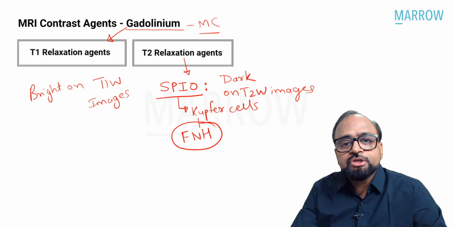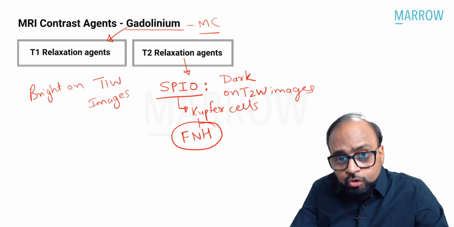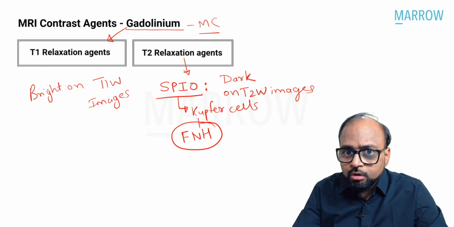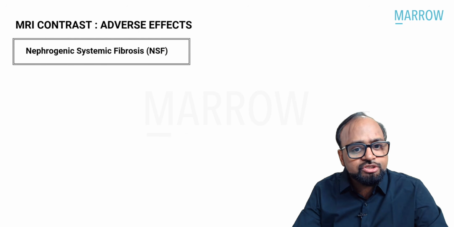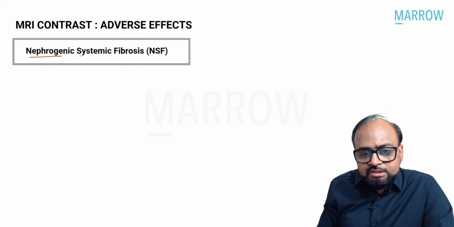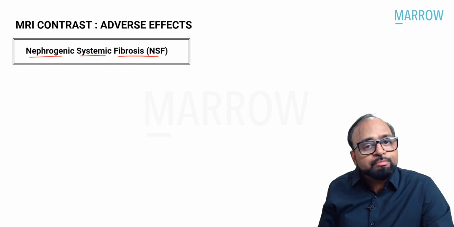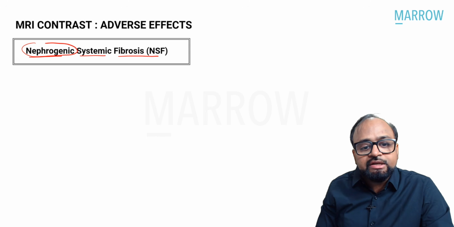So coming back to our question, can gadolinium be used in renal failure patients? No. Is it nephrotoxic primarily? The answer is no. But we have seen these T1 and T2 relaxation agents, it gives rise to what is called nephrogenic systemic fibrosis. Nephrogenic means the origin is the kidney, that is kidney failure.